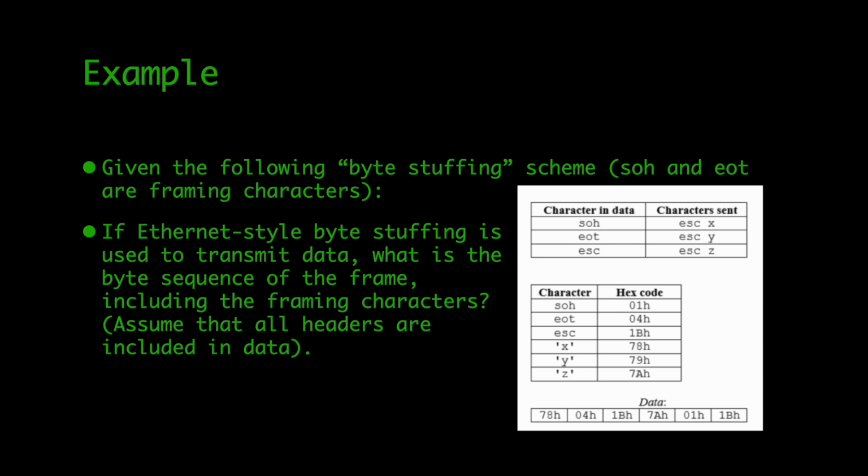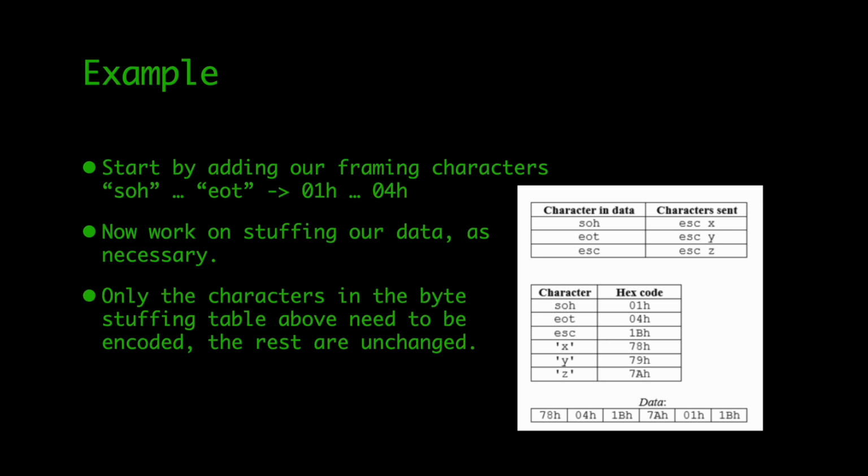We have been given the following byte stuffing scheme. SOH and EOT are framing characters. If Ethernet style byte stuffing is used to transmit data, what is the byte sequence of the frame, including the framing characters? I'm going to assume that all headers are included in the data. So really, this is all that we need to solve the question here.